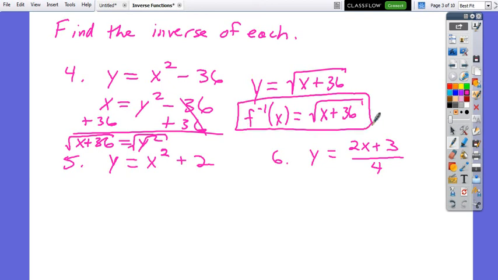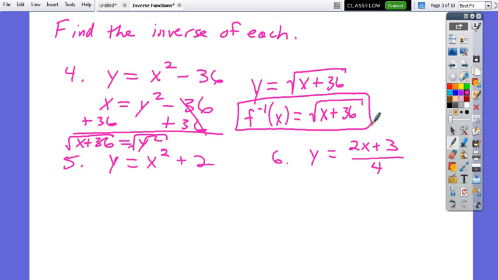Now, this is a square root function. If you look over here at our wall of functions, you can see what a square root function looks like, the basic parent square root function. It looks like half of a parabola. All right? Okay, let's look at number 5.